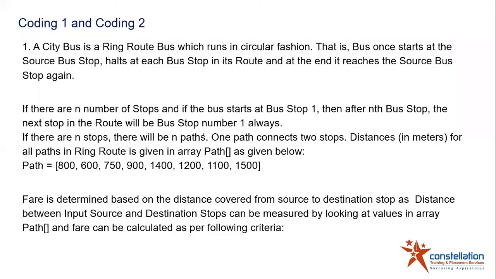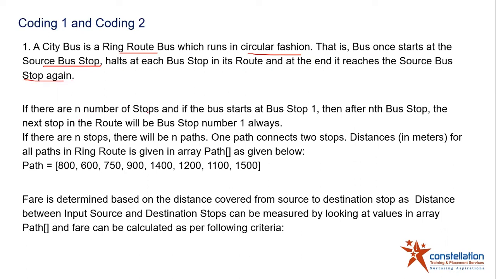Okay, great. So now the question is: a city bus is a ring route bus which runs in a circular fashion. So it's quite clear that it is a ring route bus which runs in circular fashion. That is, the bus wants to start at the source bus stop and halts at each bus stop in its route, and at the end it reaches the source bus stop again.